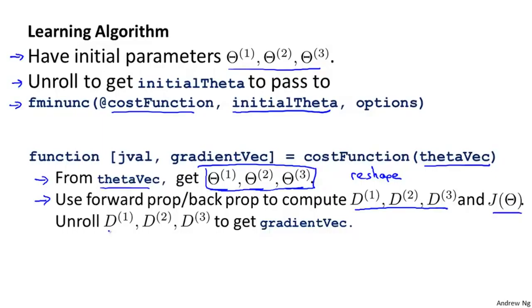And finally, I can then take my derivatives and unroll them, keeping the elements in the same ordering as I did when I unrolled my thetas. I'm going to unroll D1, D2, D3 to get gradientVec, which is now what my cost function can return. It can return a vector of these derivatives.